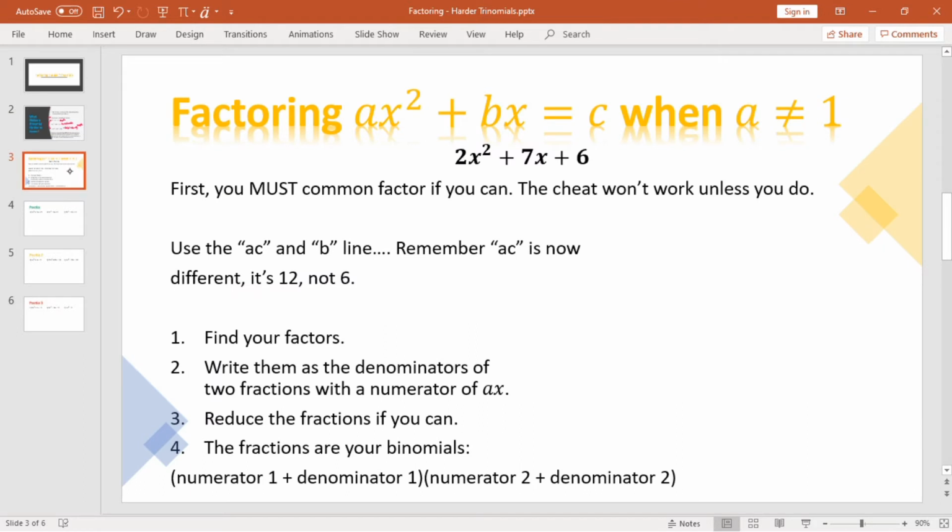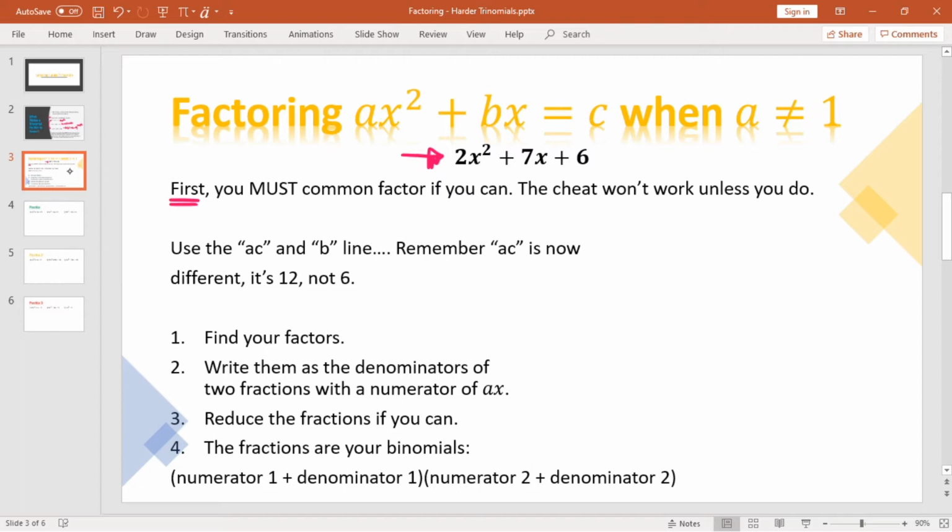So we're going to look at 2x squared plus 7x plus 6. First step, always, always, always common factor. If you don't common factor, this thing doesn't work. So I look up here, 2, 7, and 6. Nothing goes into all three of those. So this cannot be common factored. So I can proceed now.